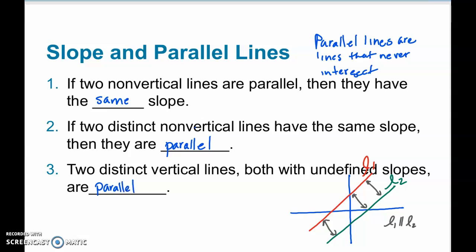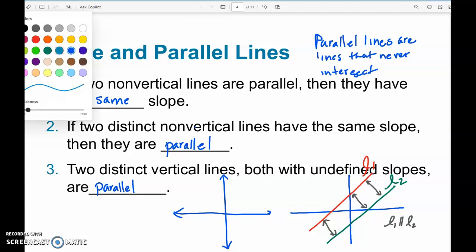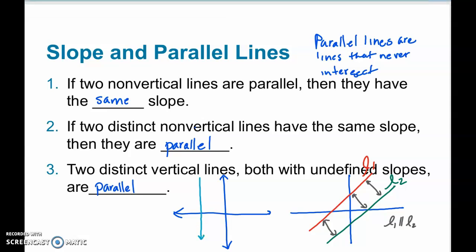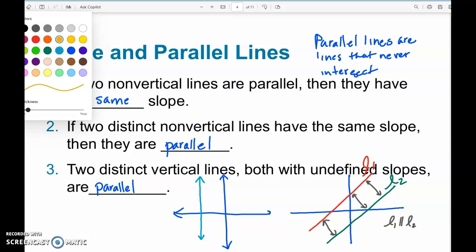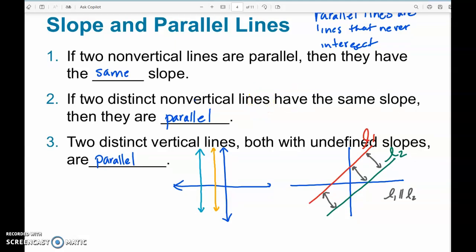So on our graph, it would look something like this. So here's my XY plane. And we learned in 1.4 that vertical lines are lines that go up and down, and their slope is undefined. So if you have two vertical lines and their slopes are undefined, they're also parallel to each other. All right, continuing.